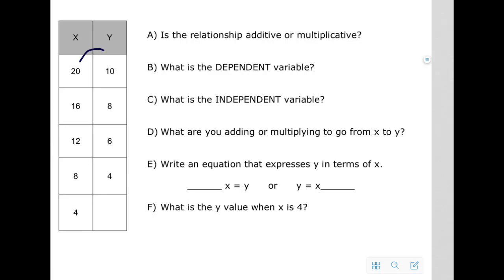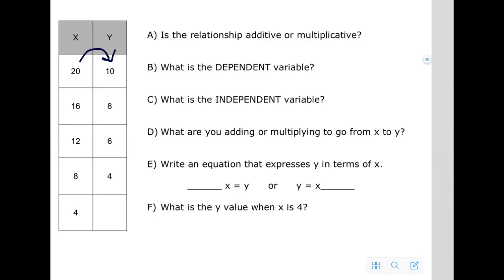So to go from x to y, I'm getting smaller, so I could be subtracting 10, but if I do 16 minus 10 it doesn't get me 8. So I know it's not subtracting, which then leaves me with possibly multiplying.